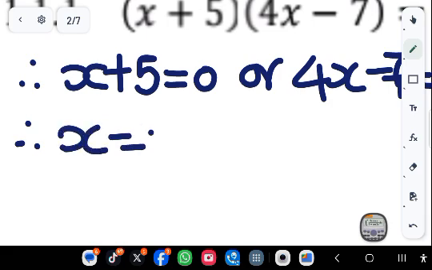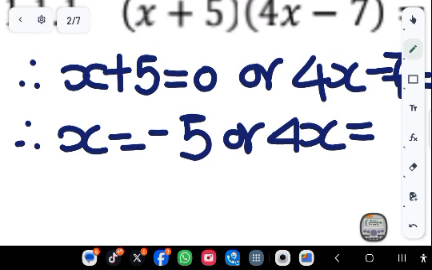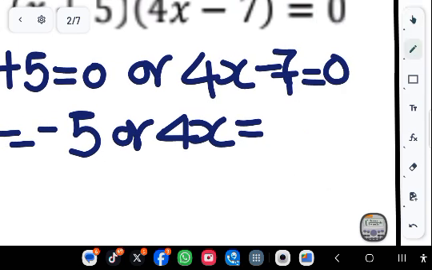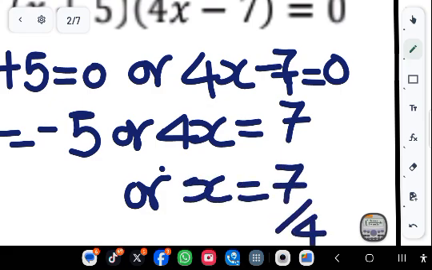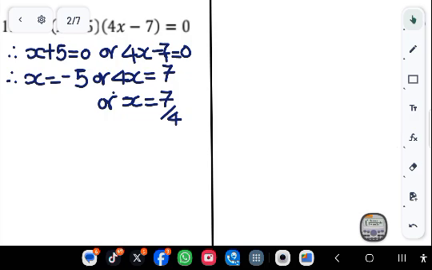So that's x equals negative 5, or, sorry, let me fix that, or 4x equals 7, take it to the right hand side, meaning that x equals 7 over 4. And that's it. You're done with this question. Next question.